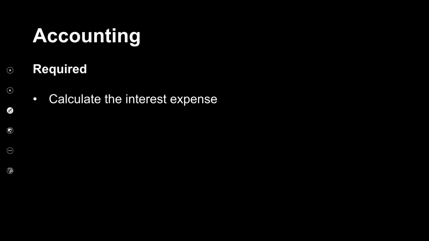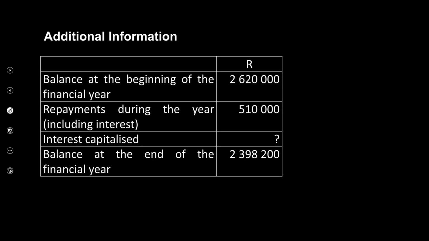It says here, calculate the interest expense. Right, how are we going to do this? We're going to start off with our balance at the beginning of the year, which is 2,620,000. Repayments during the year, including interest, was 510,000. The interest capitalized is my unknown, and my closing balance is 2,398,200.